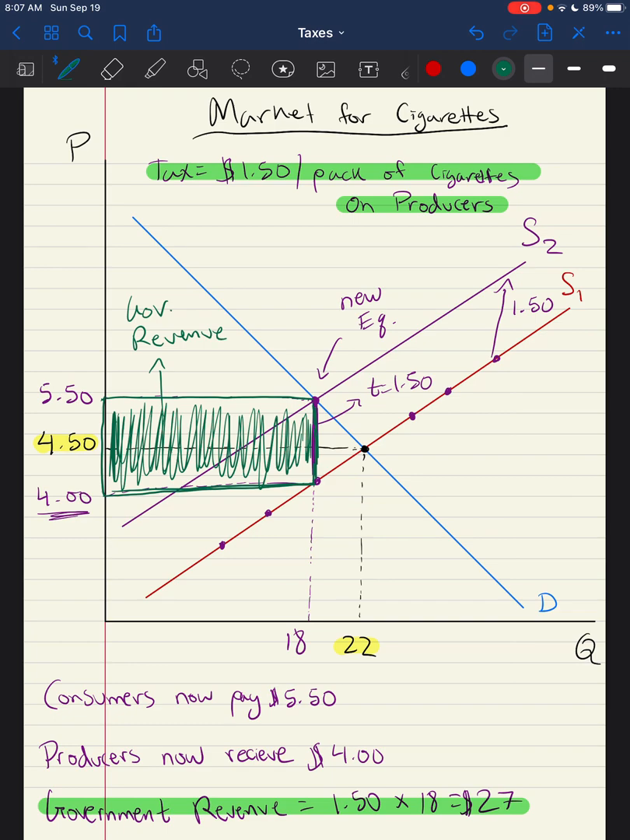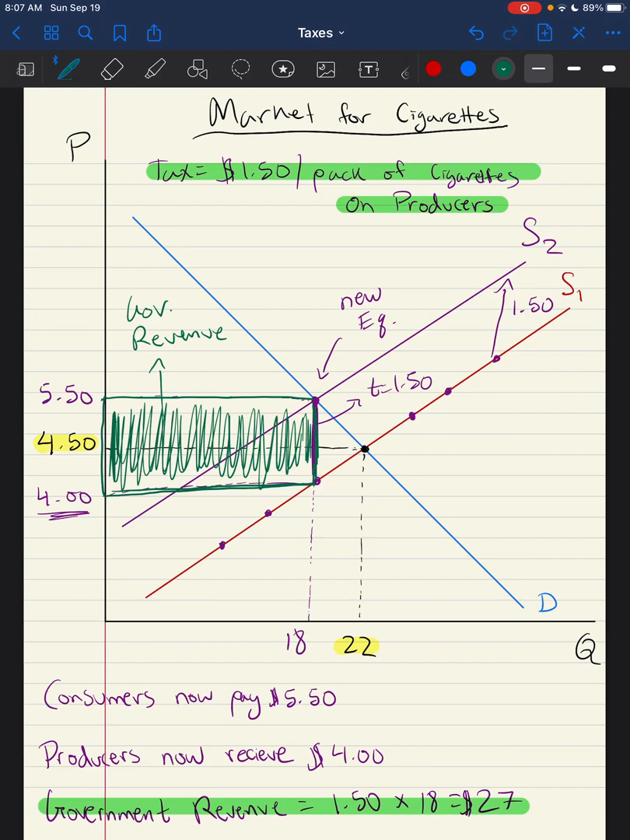Okay, so notice that we haven't really had to solve for anything. It's more so just a graphical representation of what is happening in our supply and demand model, how much revenue we're getting, and what price producers are actually receiving. There's a difference between the price that consumers pay and the price that producers receive.